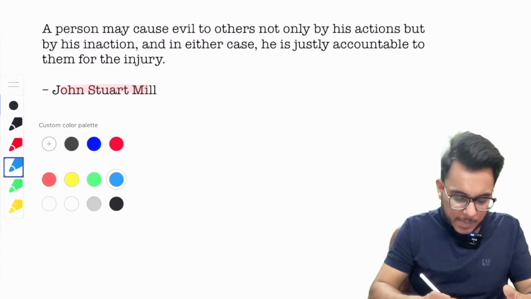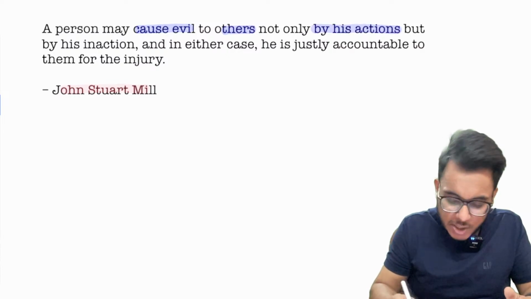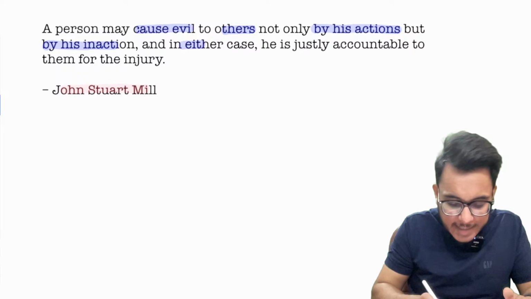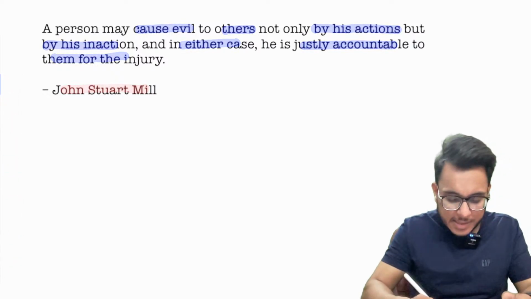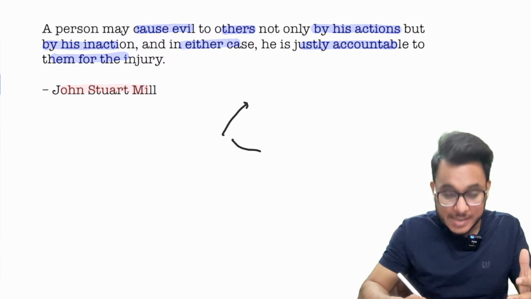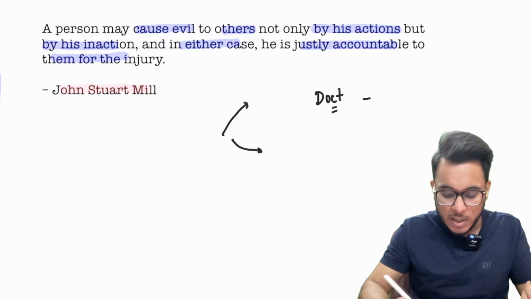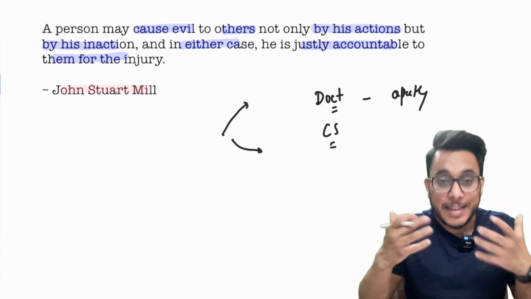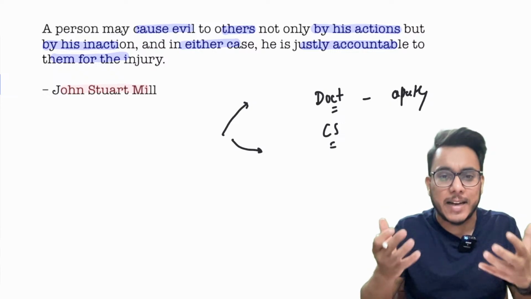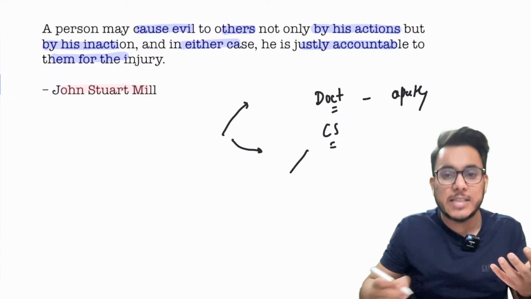J.S. Mill says, a person may cause evil to others not only by his actions but by his inaction, and in either case he is justly accountable to them for the injury. So often it is not only a person's actions that lead to injury; a person's inaction also leads to injury. For example, if a doctor shows an attitude of apathy, or if a civil servant shows inaction toward many things happening in society that deserve some action, then injustice will happen.